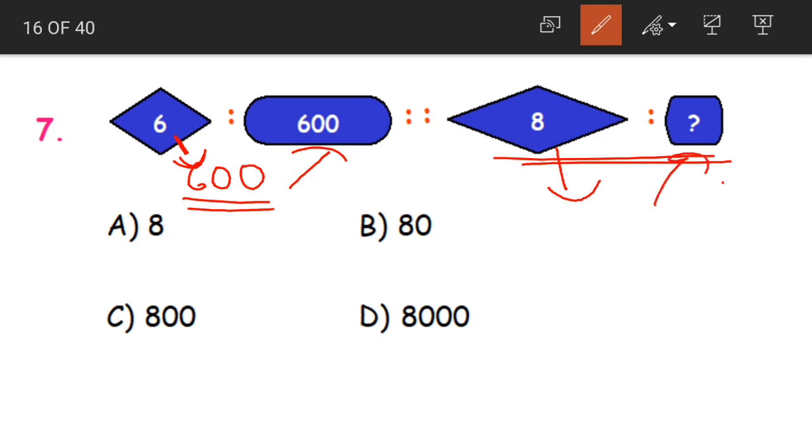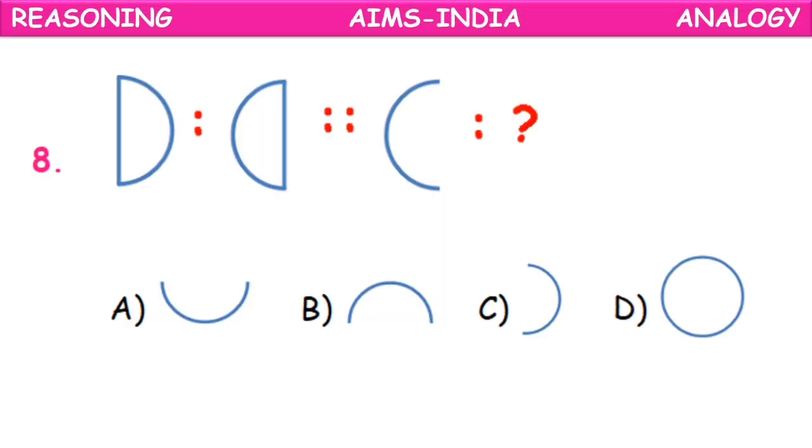So what should we write? After 8, if we place 2 zeros, then we'll get the missing number here. So 6 is to 600 as 8 is to 800. Option C, 800, is our correct answer. Is this clear, children?